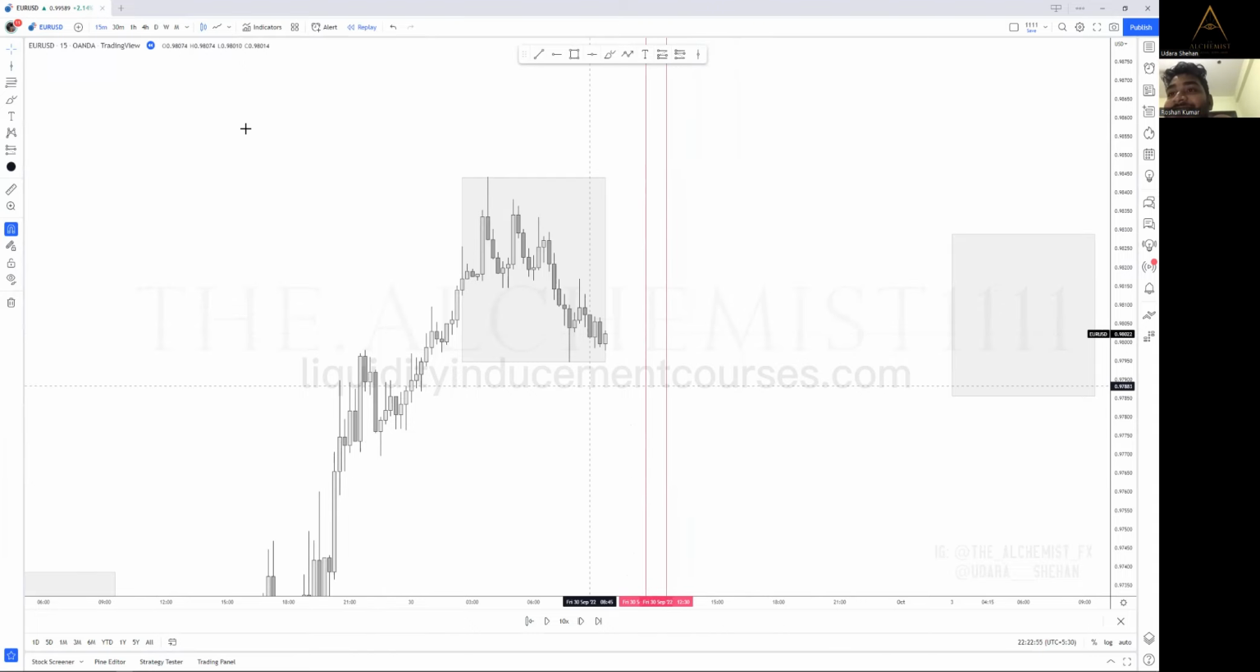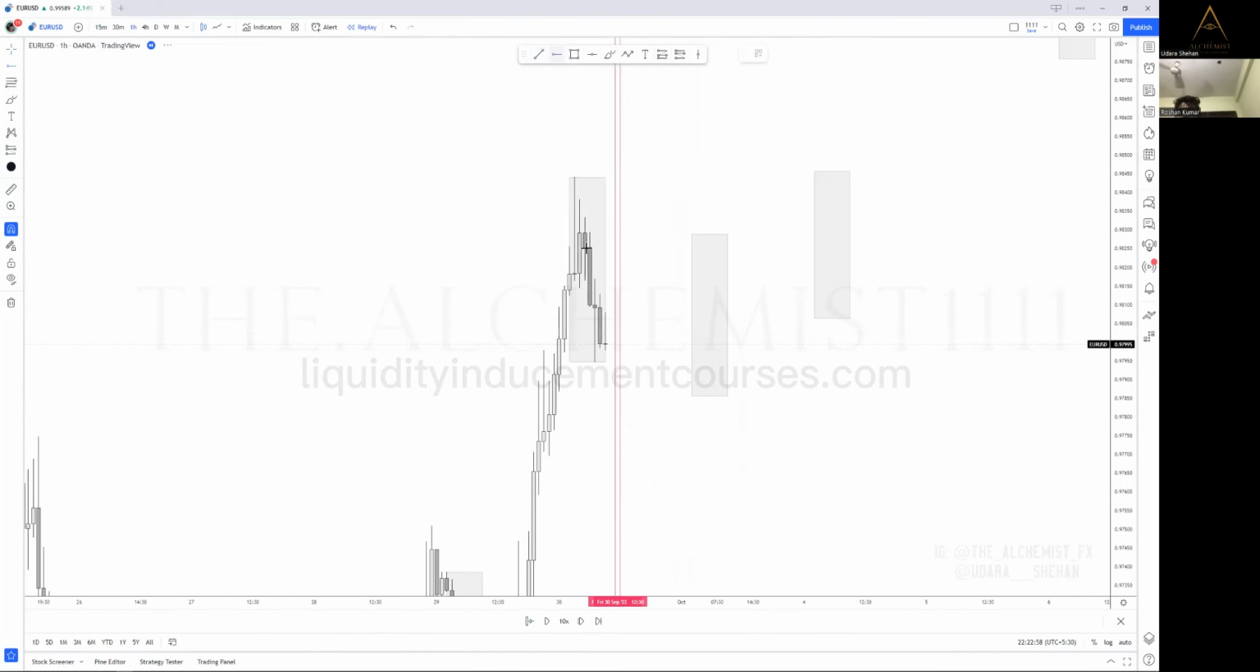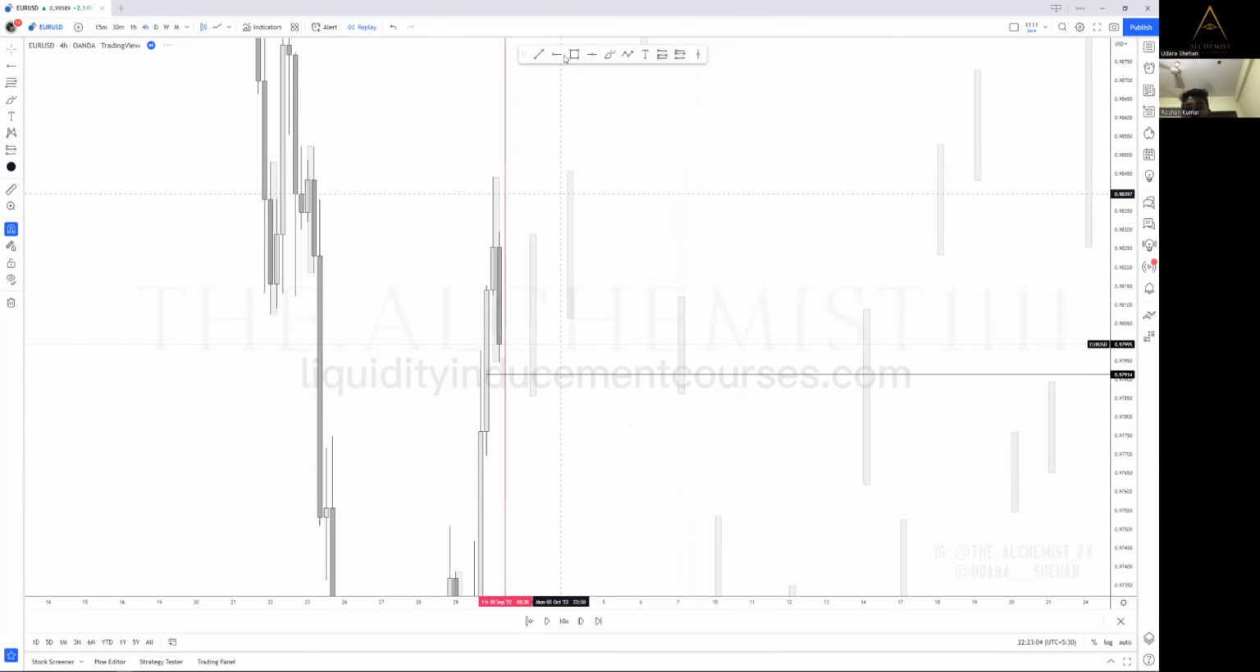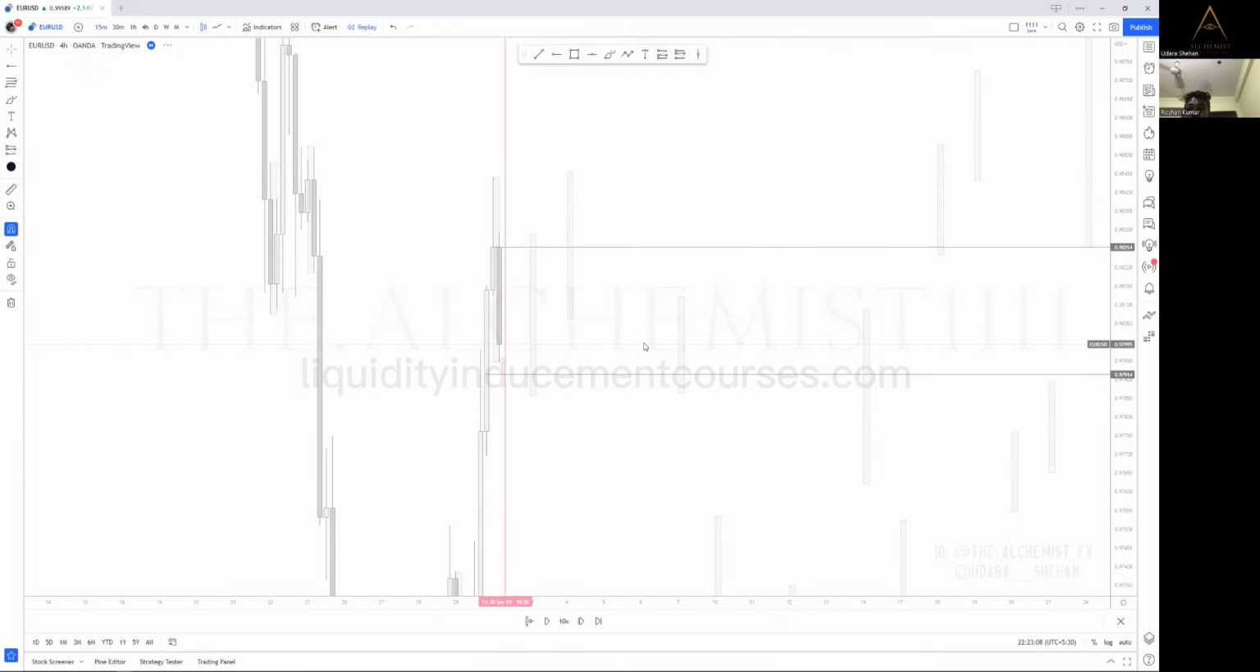So below Asia, we had a 1 hour rejection block. Can you see it? We had a 4 hour rejection block in here. Okay, so let's see what happened.